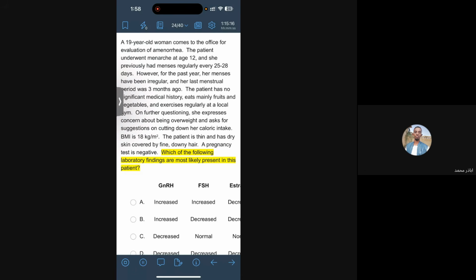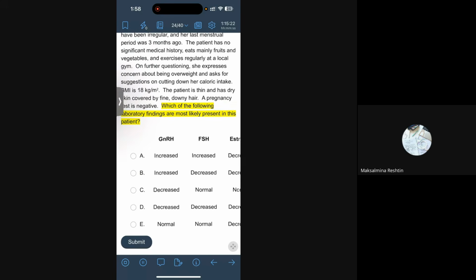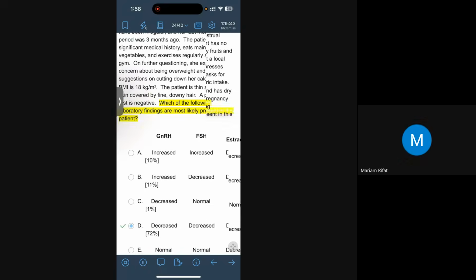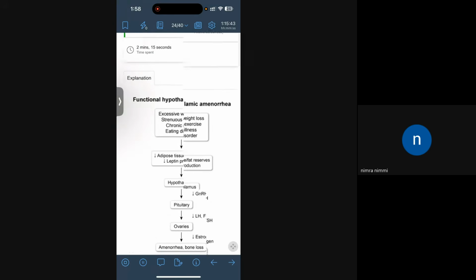Okay, this is the same question we just did 2-3 questions before. In functional hypothalamic amenorrhea, what will happen to the GnRH? It will be decreased. And what if GnRH is less? What will happen to the FSH and LH? They will also decrease. If FSH and LH are less, what will happen to the estradiol, estrogen? Also decreased. Functional hypothalamic amenorrhea.